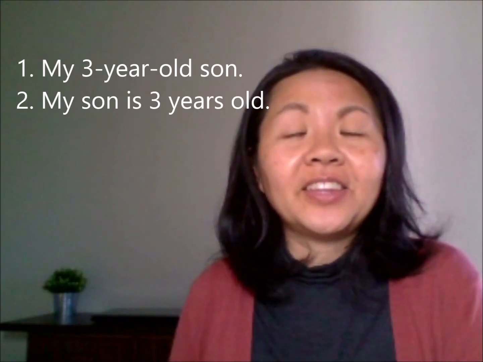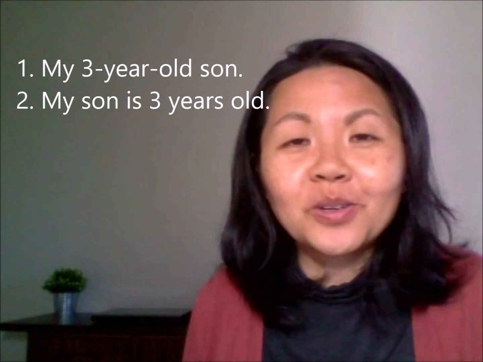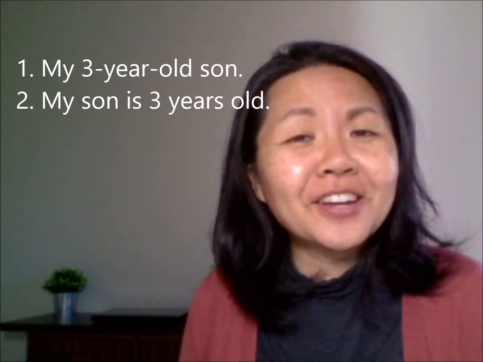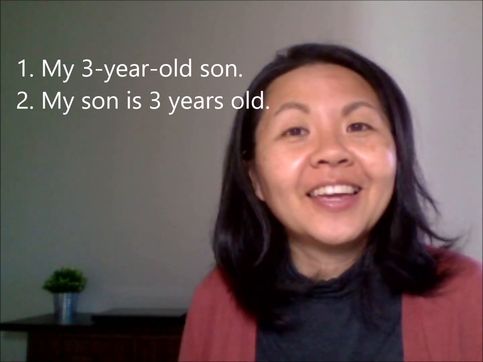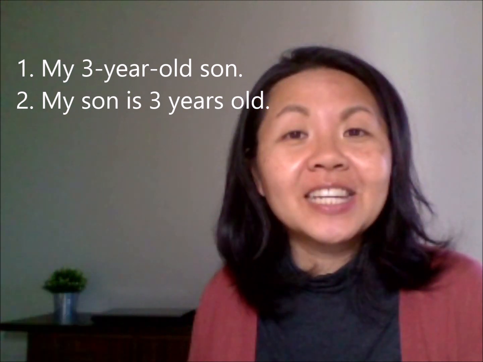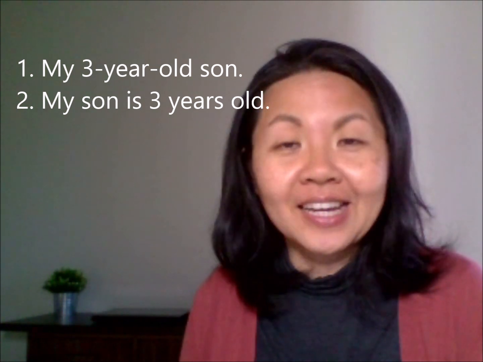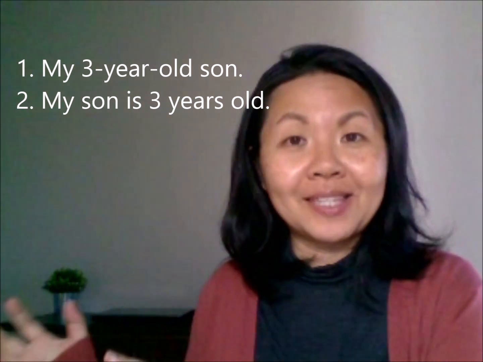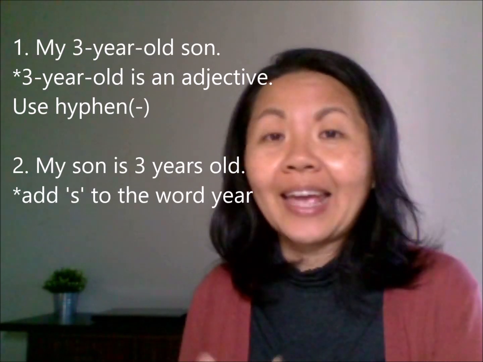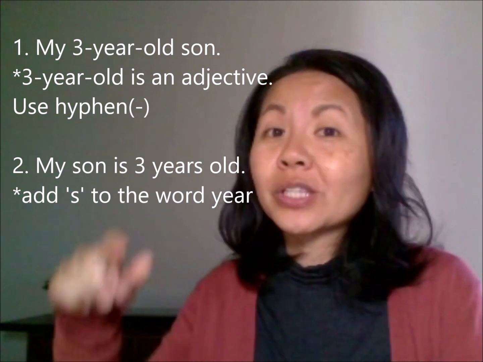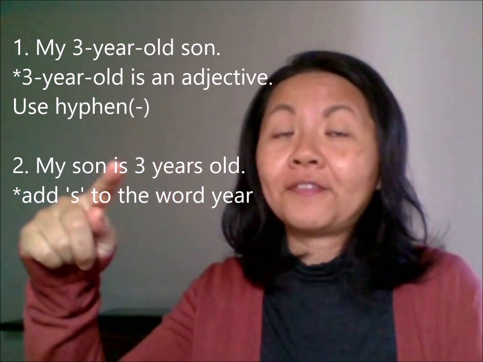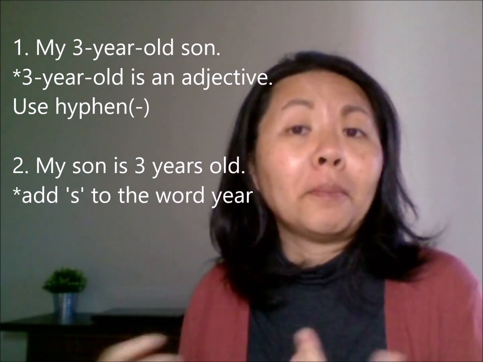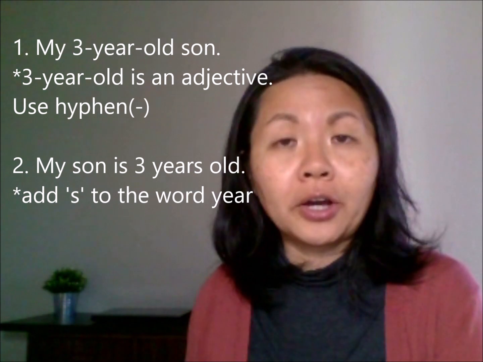All right, let's take a look at these two sentences. My 3-year-old son. My son is 3 years old. What's the difference? Can you tell the difference here? In the first sentence, 3-year-old son, we're using the age 3-year-old to describe the son. So here we're not going to add s to year. We're just going to use hyphen, like 3 hyphen year hyphen old. So 3-year-old son, or my 5-year-old daughter.